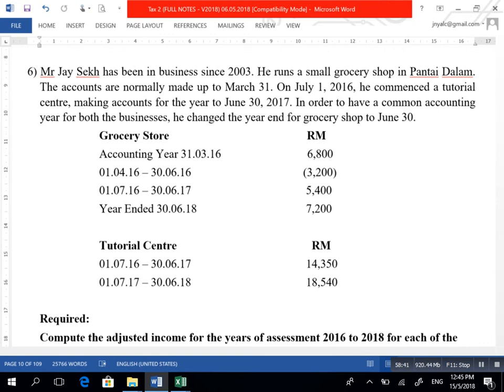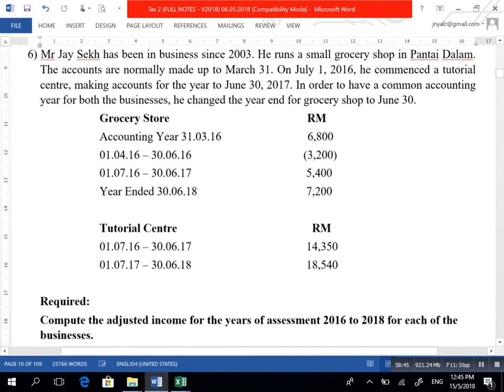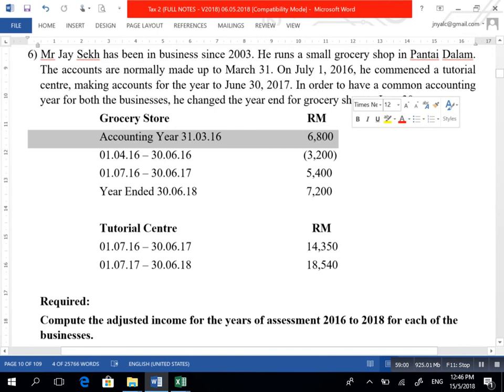For the grocery store, actually, this is a new business that you just start up, or actually start for quite some time already. Yes, because they actually mentioned that the business is since 2003, correct? Not quite many years already, yeah? So this is not the first set of accounts, okay? Follow subsequent year rule.